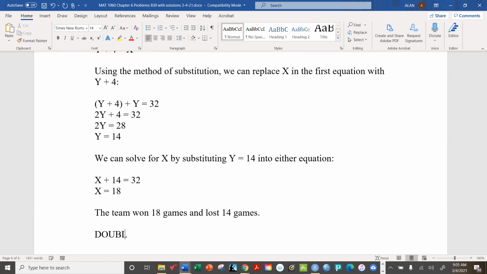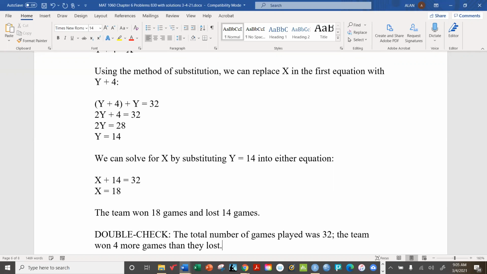So for a double check, the total number of games played was 32. The team won 4 more games than they lost.